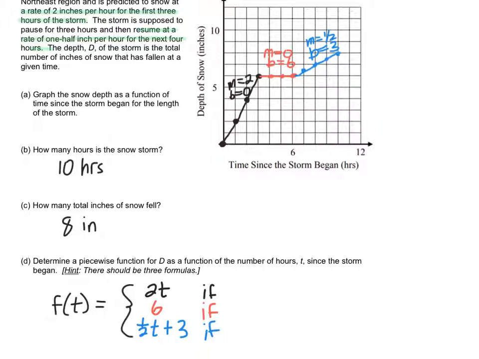So for the first 3 hours of the storm, we're at a rate of 2 inches per hour. So that's going from 0 to 3. All right, less than or equal, right? Because you could have 0 hours. Can you have 3 hours? Can it get to the third hour? For the first 3 hours, yeah, it implies that we're actually getting to that third hour.